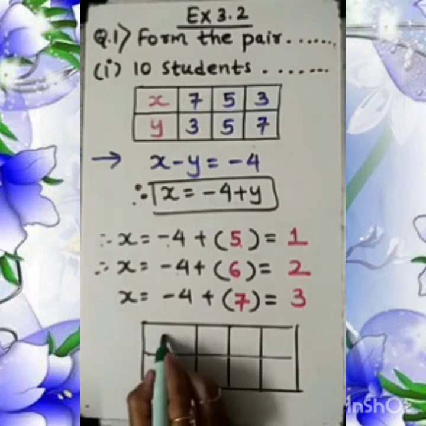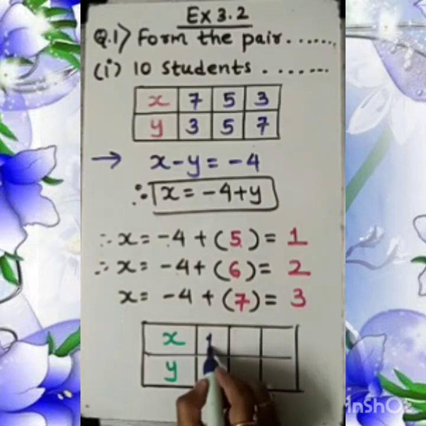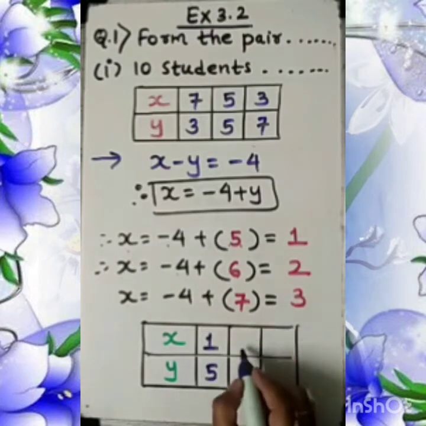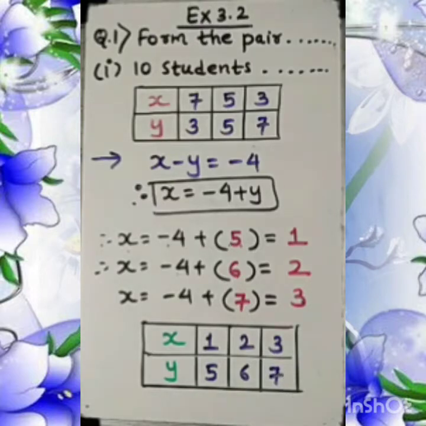Let me write the values of x and y now. What is the value of x in the beginning? Here it is 1. That is the value of x. For the value of y, 5. Then here 2 and this will be 6, 3 and this will be 7. So these are the coordinates. This will become the coordinates of the second equation. Let's note down and locate the points now.